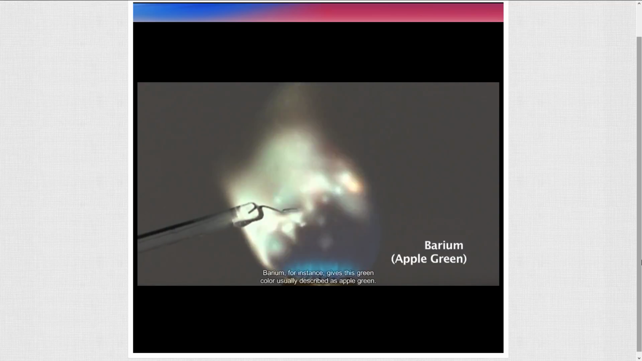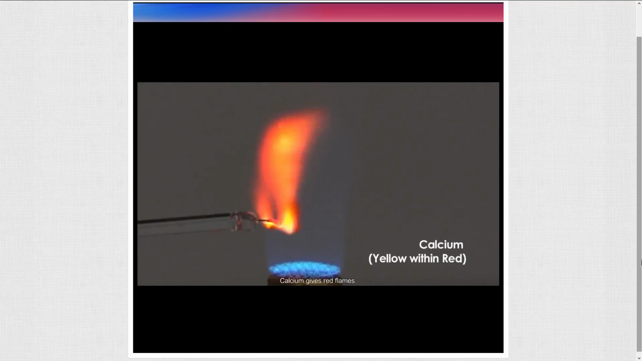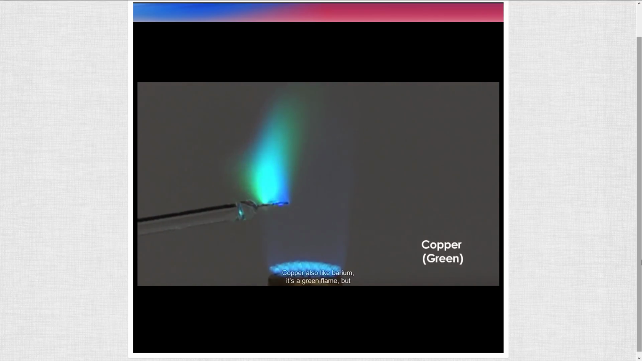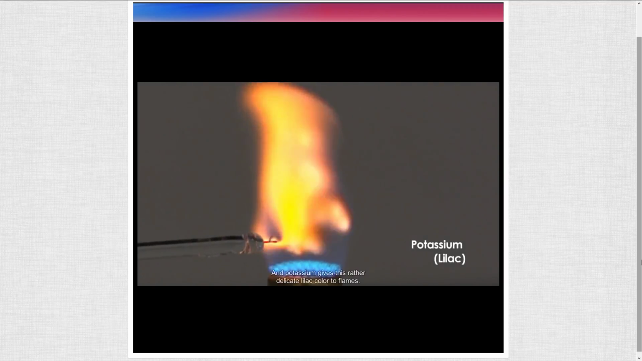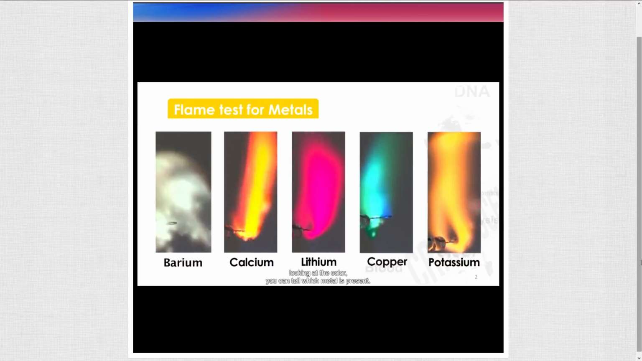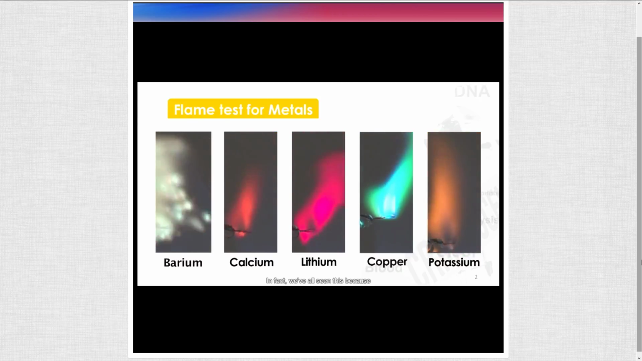Barium, for instance, gives this green color, usually described as apple green. Calcium gives red flames. Lithium also gives red flames, but it's a slightly different red. Copper, also, like barium, is a green flame, but you can clearly see it's a quite different green. And potassium gives this rather delicate lilac color to flames. So by putting a metal salt into a flame and looking at the color, you can tell which metal is present. In fact, we've all seen this, because it's this phenomenon that is the basis of colored fireworks.